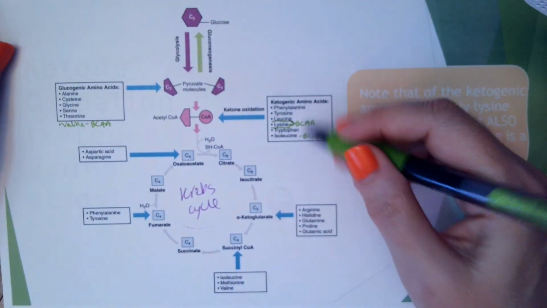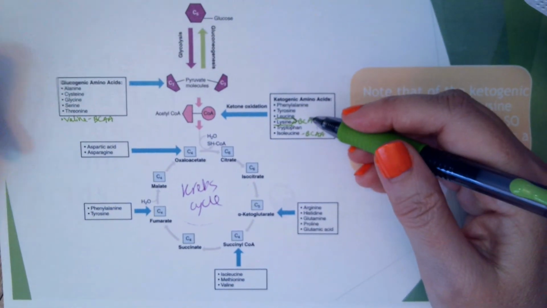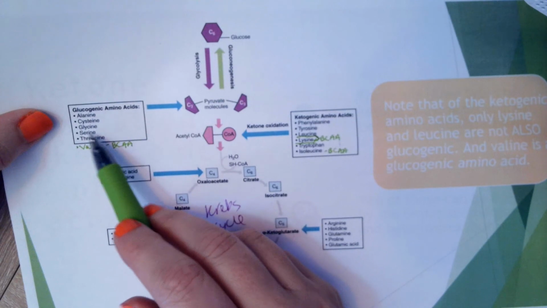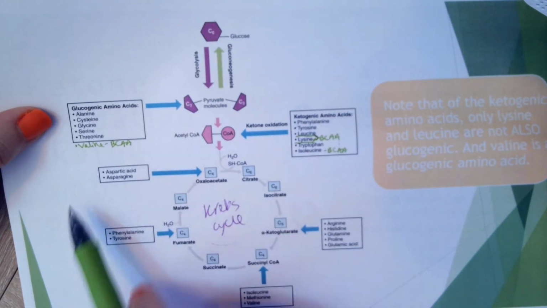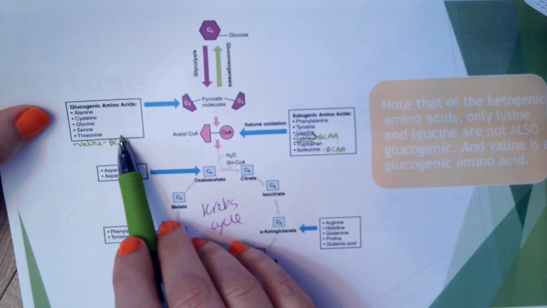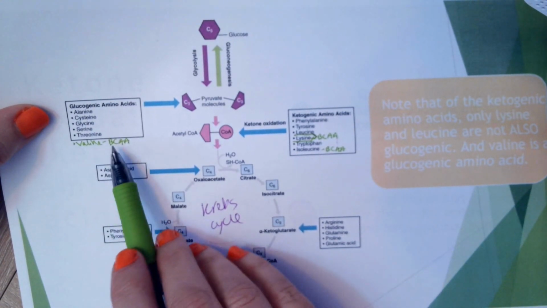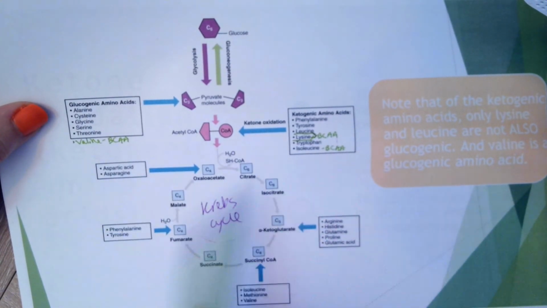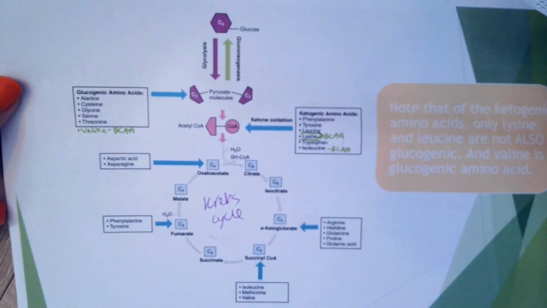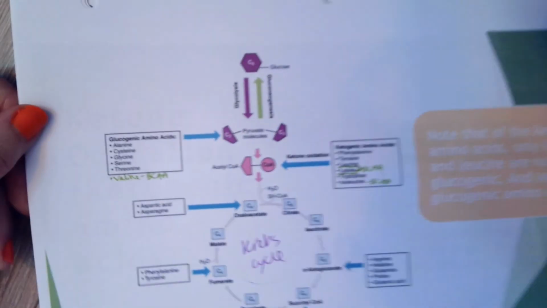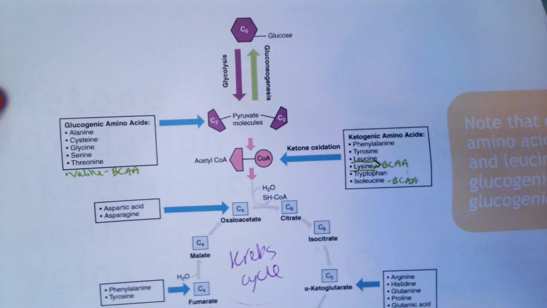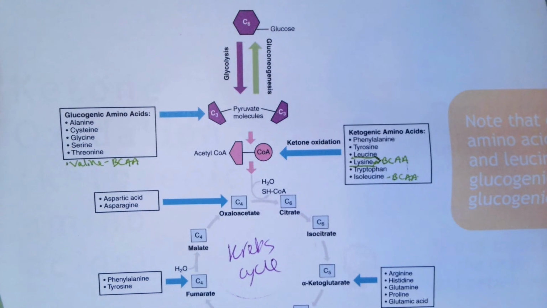The rest of these in here are also glucogenic. Now, over here on the glucogenic amino acids, they just left valine out for some reason. So anyway, I put that on there. That was another one of our branched chain amino acids, along with leucine and isoleucine. So we just added that on there. Okay, so let's look at this little chart here. See if we can get this to be focused.